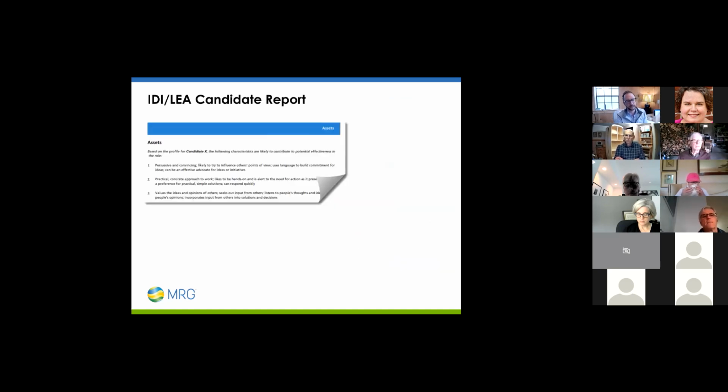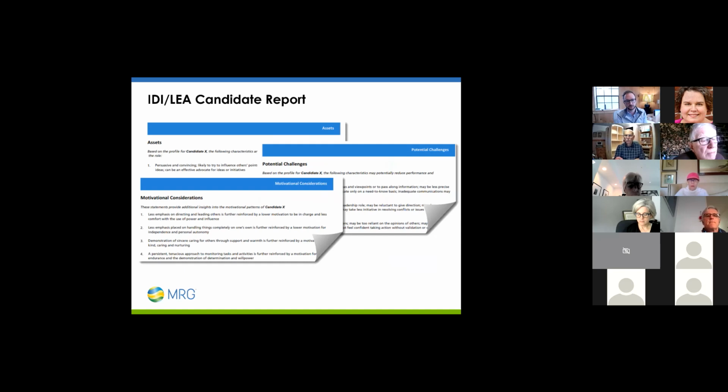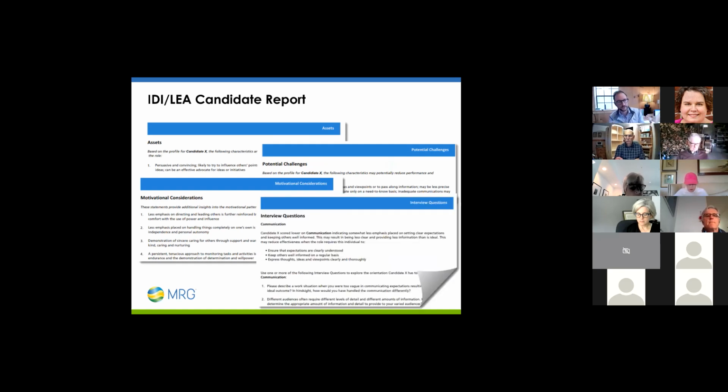So the IDI LEA candidate report, obviously the candidate is going to be taking both of these assessments, the IDI and then the LEA self. And it's broken into several different sections. There is an assets section, which really draws its information from the LEA and talks about the benefits of their high scores in the LEA, and the benefits of the lower scores. It then moves into the potential challenges, which talks about the challenges of some of their low scores in the LEA, also potentially some of the challenges in terms of overused behaviors.